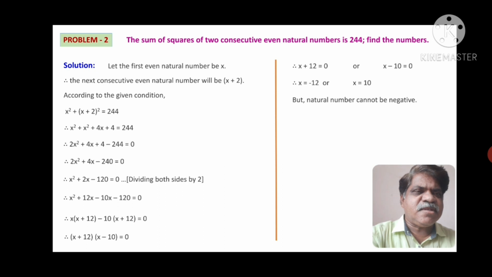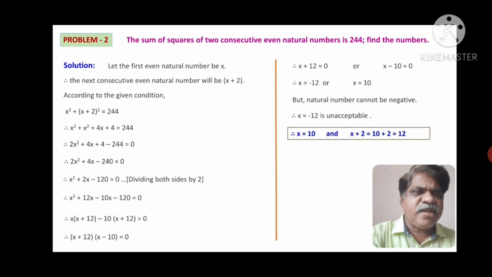Friends, natural numbers cannot be negative. Therefore, x is equal to minus 12 is not acceptable. Therefore, x is equal to 10, and x plus 2 is 10 plus 2, which is equal to 12. Therefore, the two consecutive even natural numbers are 10 and 12.